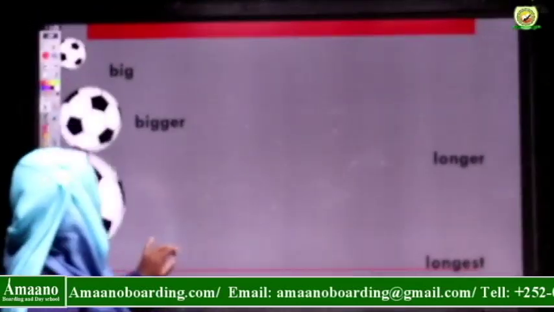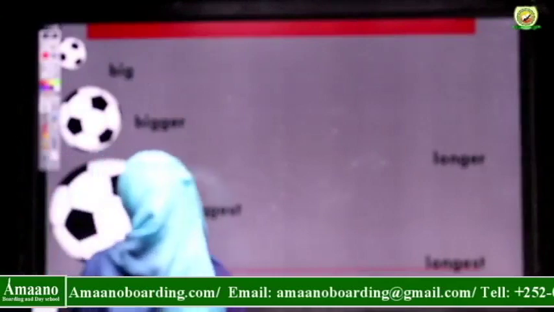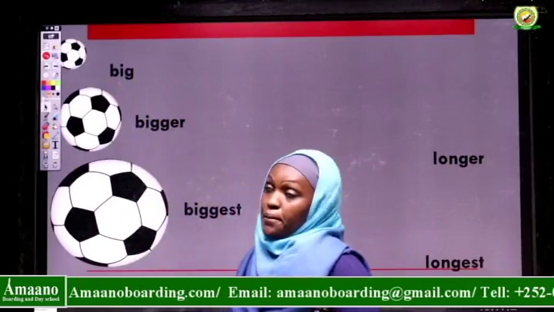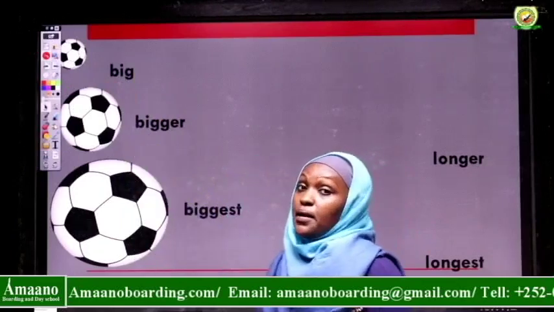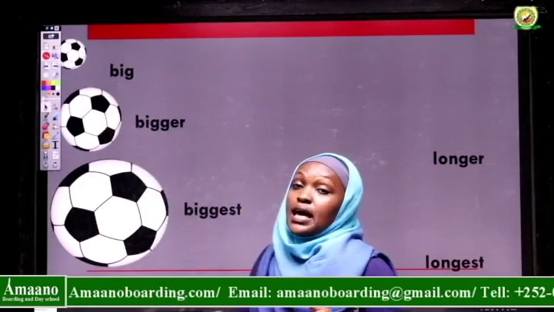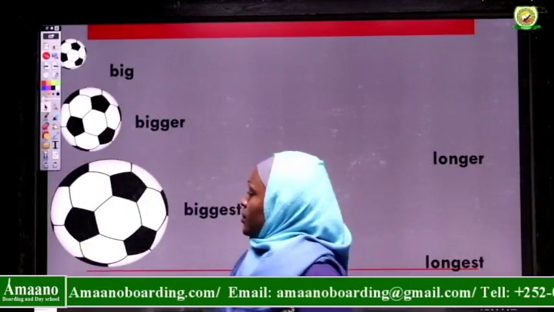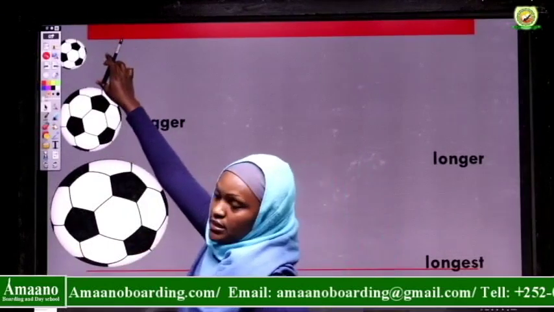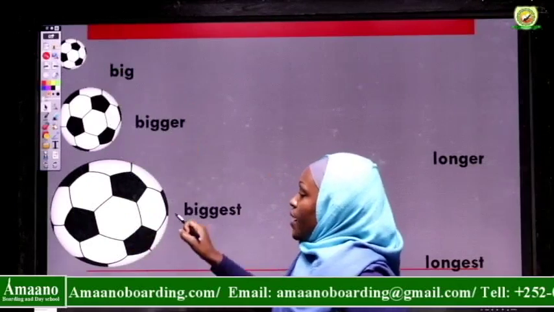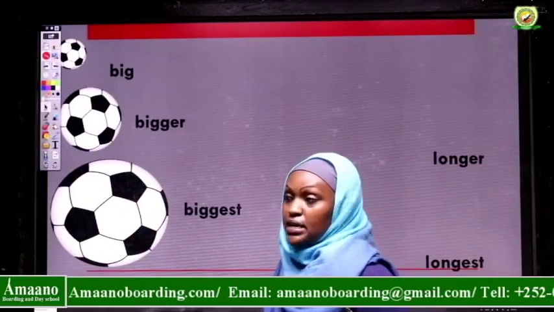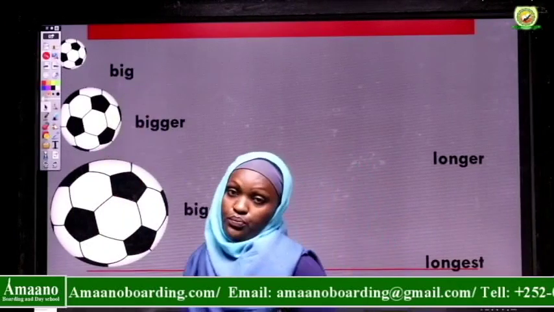Let's look at the example here. I have these 3 balls. I have the first one which is big. Then the next one is bigger. Now if I compare the second and the first, I found out the second is bigger than the first one. Then I have the third one. Now this third one, I try to compare it with the first and the second. I found out the third one is the biggest. So I'll say the last ball is the biggest if you compare with these two.